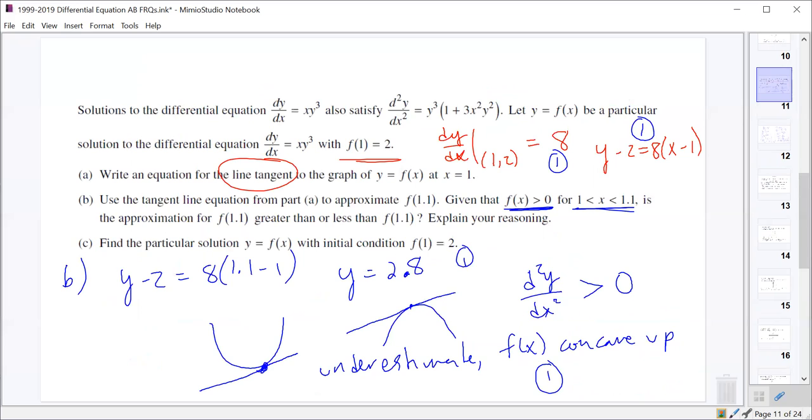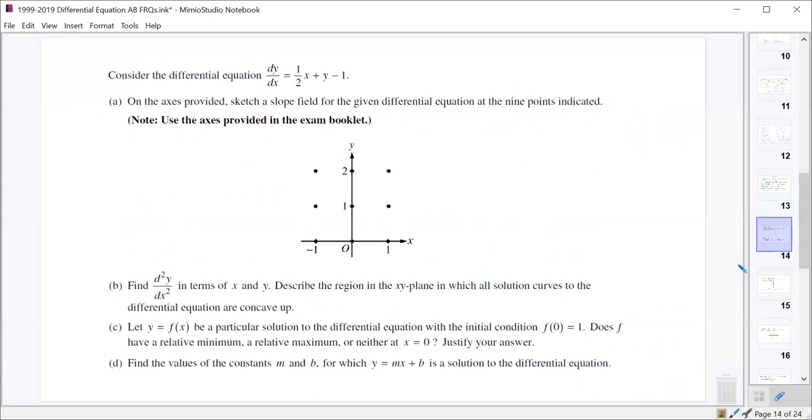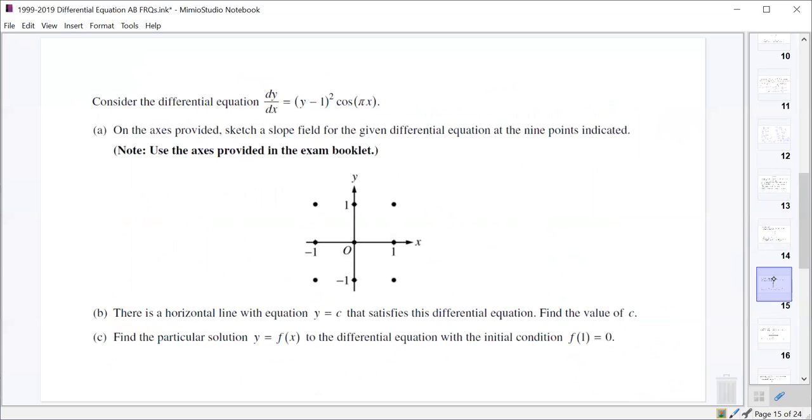There's A and B. All right. Let's do this. I think we did this one. Let's do this one. This will be a fun one. Everybody will like this one, I guess. I'll give you 15 minutes. Ready, go. So y minus 1 squared cosine pi x.